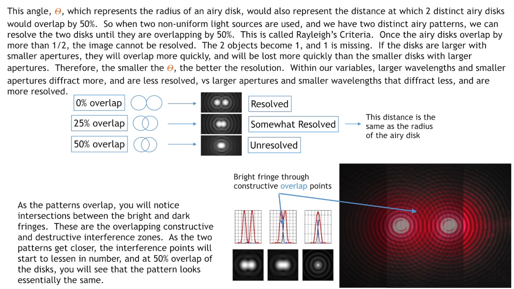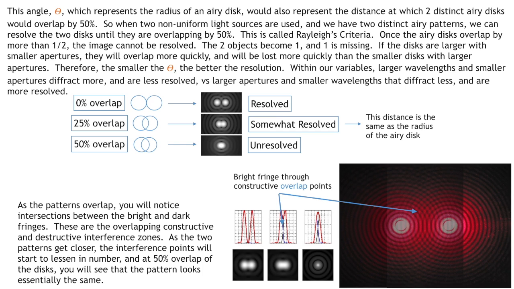So this angle, theta, which represents the radius of an Airy disc, would also represent the distance at which two distinct Airy discs would overlap by 50%. So when two non-uniform light sources are used and we have two distinct Airy patterns, we can resolve the two discs until they are overlapping by 50%. So this is called Rayleigh's criteria. Once the Airy discs overlap by more than 1/2, the image cannot be resolved, and we'll see that here in a minute. The two objects become one, and one is missing.